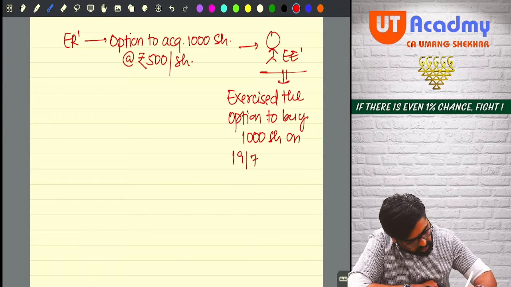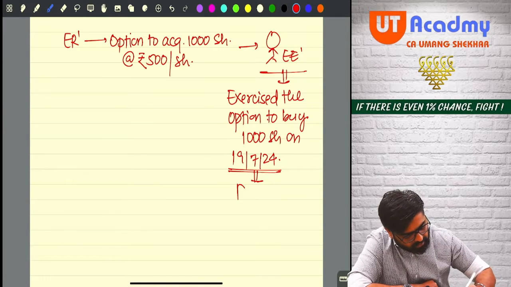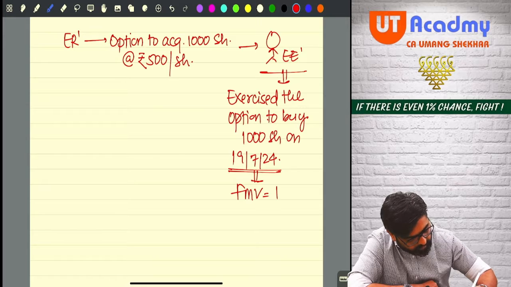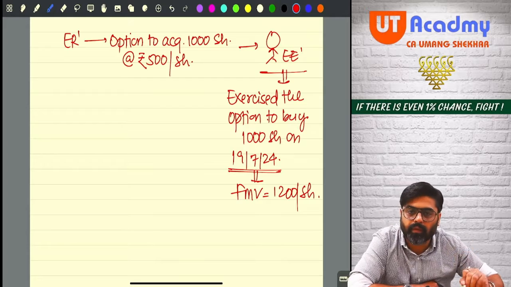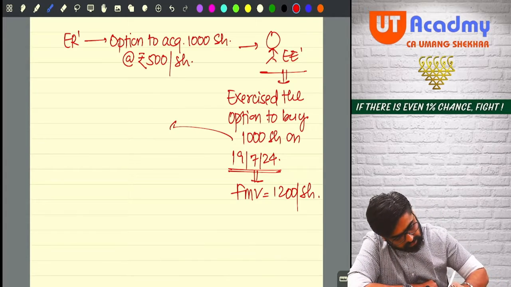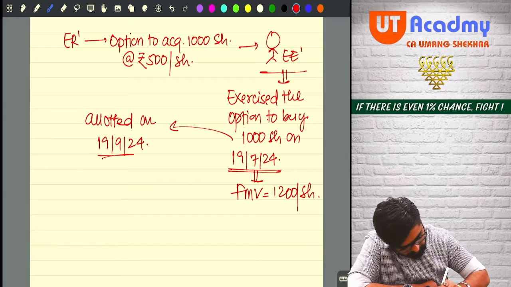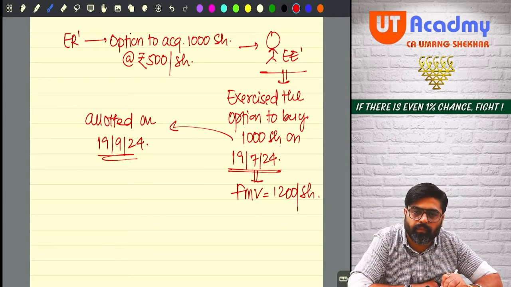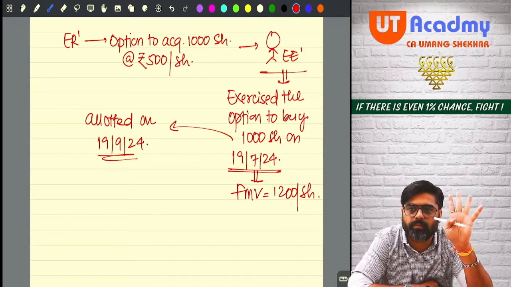Option to buy 1000 shares on 19th of July 2024. And the date on which the option is exercised, as on this date, the fair market value of the shares was, let's take it, 1200 rupees per share. And these 1000 shares were allotted on 19th of September 2024. Possible? All this information will be given in the question. From the question only you are supposed to take up this information.